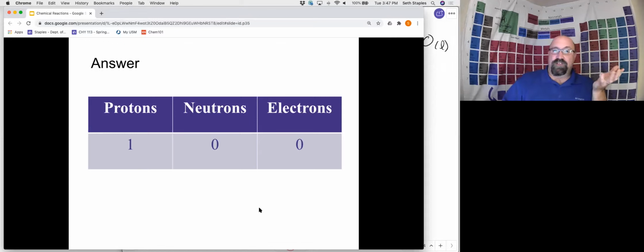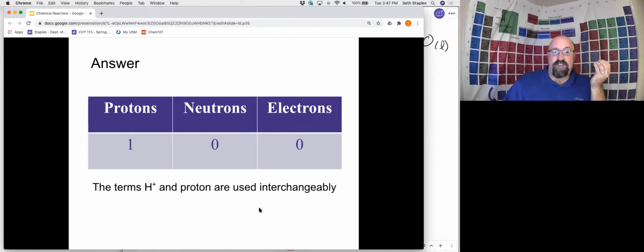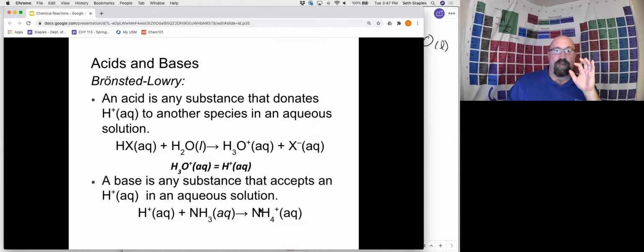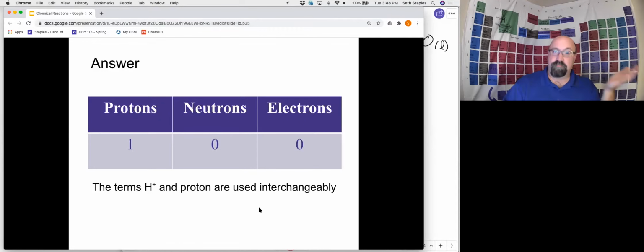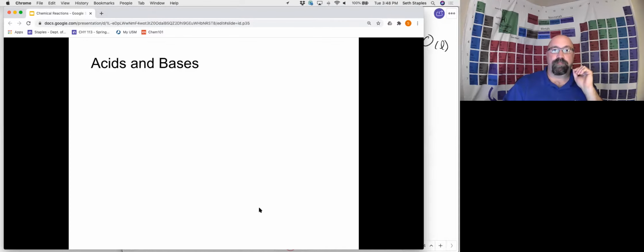So that species, that H plus, is really just a proton. That's all it is. It's just one naked little proton floating around. And so that's another thing to note, that the terms H plus and proton are quite often used interchangeably. And so we'll sometimes talk about the Bronsted-Lowry, instead of saying H plus, we'll say donates a proton, or a Bronsted-Lowry base accepts a proton. Same thing. A proton is just an H plus. So keep that in mind as we move forward as well.